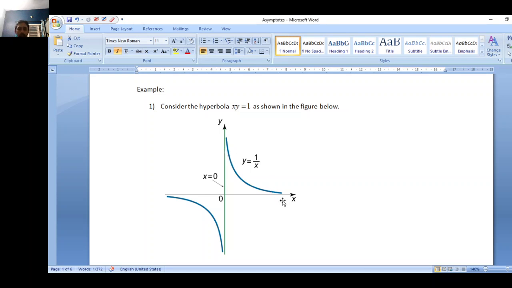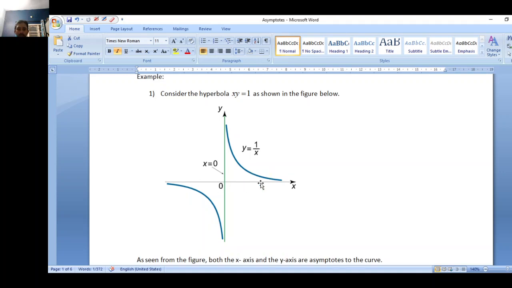So as x approaches infinity and y approaches infinity, we see that the curve gets as close to the x-axis and the y-axis as possible. Accordingly, we see that the x-axis and the y-axis are both asymptotes to this particular curve, which is the rectangular hyperbola xy equals 1. So basically, what do we mean by asymptote?